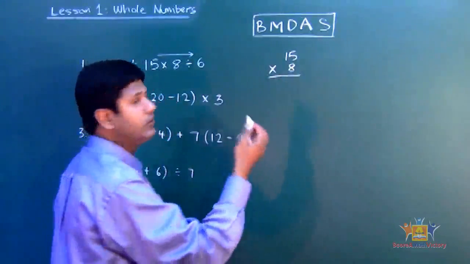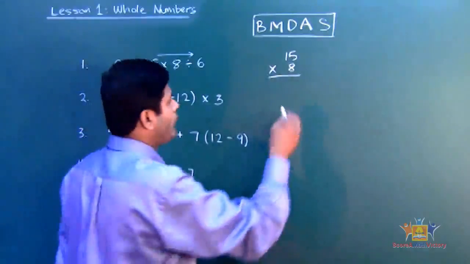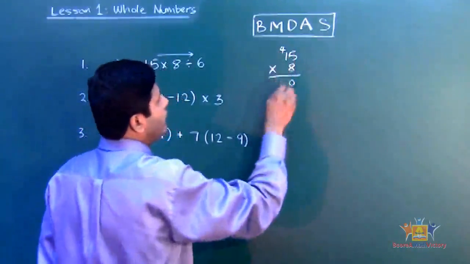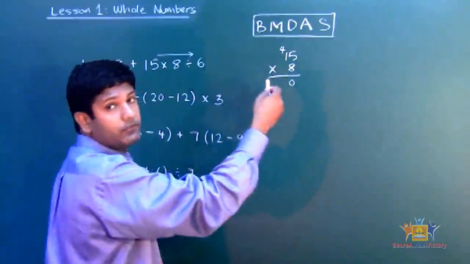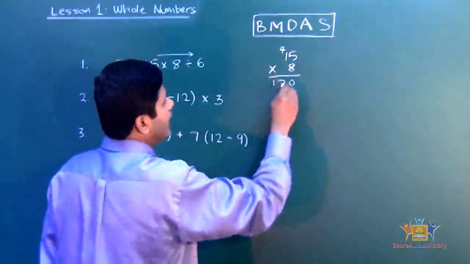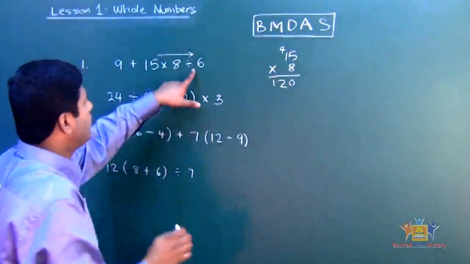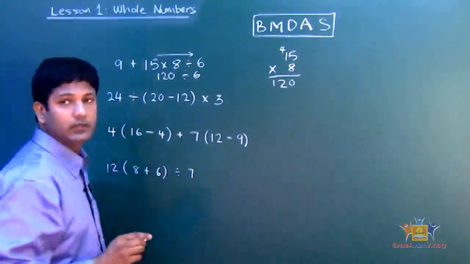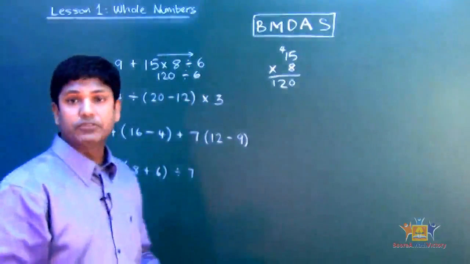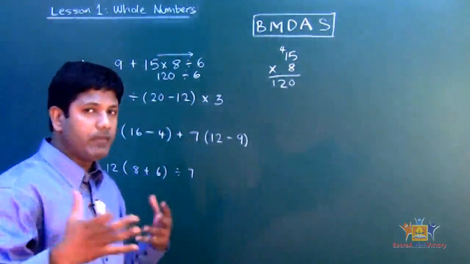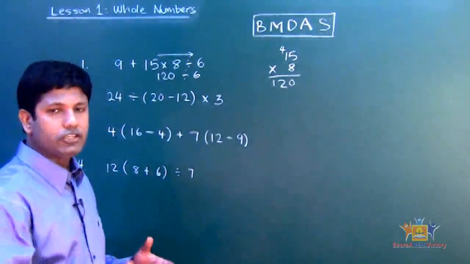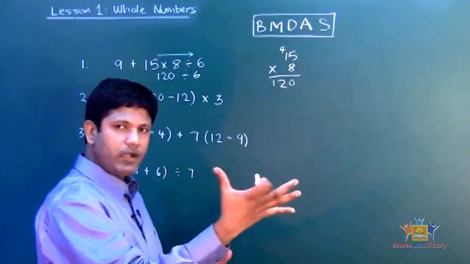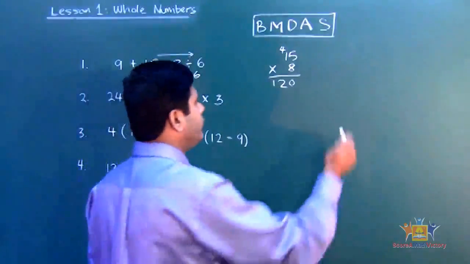8 times 5 is 40, okay? 0, carry 4. 8 times 1 is 8, plus 4 is 12, okay? So 120. So now we're going to take 120, we're going to divide that by 6. Alright? Something like this is outside our timetable range. So what method are we going to use? Long division. When I say long division, what should come to your mind? The cage approach, okay? So we're going to use the cage approach.